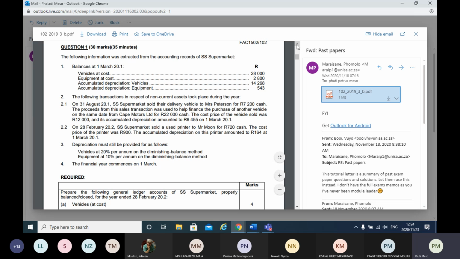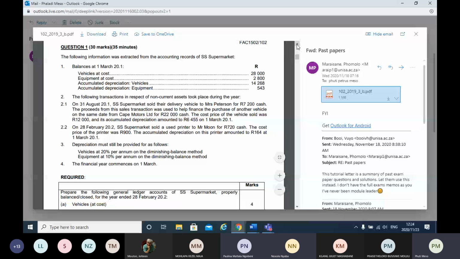Right. But here's the thing. If the loan is 50,000 Rand, and you paid an installment in 2020 of, let's say, 5,000 Rand, you are going to have a long-term loan of 45,000 Rand. And then the 5,000 Rand that you have paid is going to be called, under the current liabilities, the short-term portion of the long-term loan. And then you put 5,000 Rand.